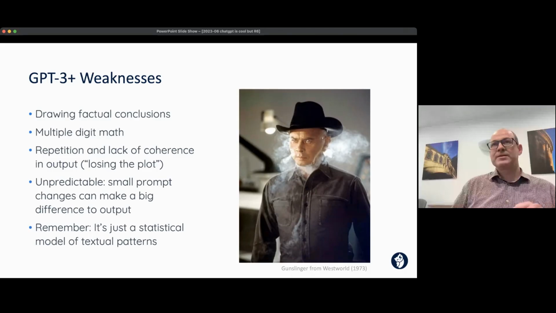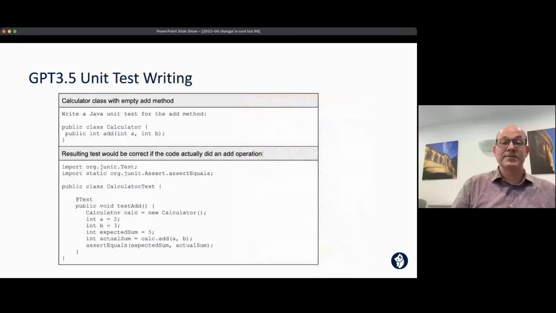It's not like if you make a change to the prompt, then you'll be able to predict what that will do to the output. It's trial and error for the most part. And so the main thing to remember is that it's just a statistical model of text patterns.